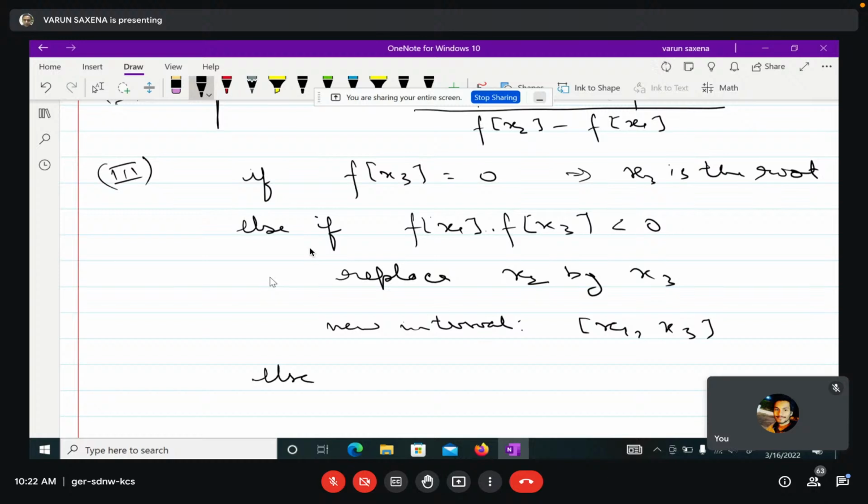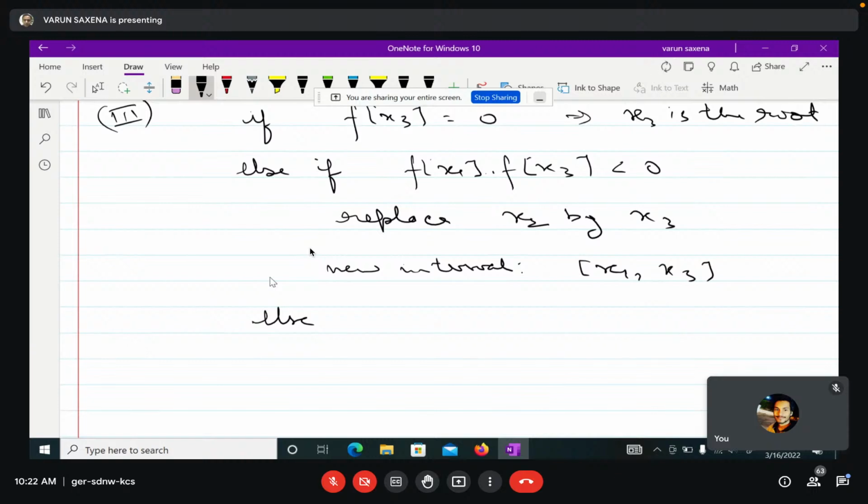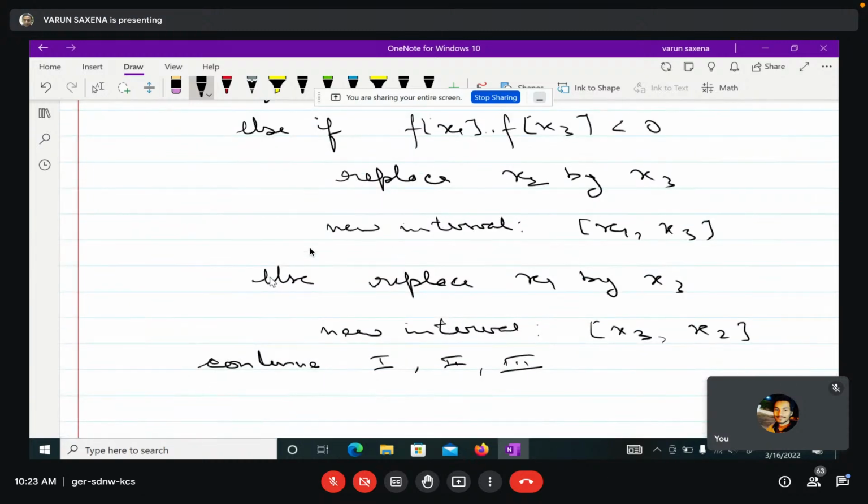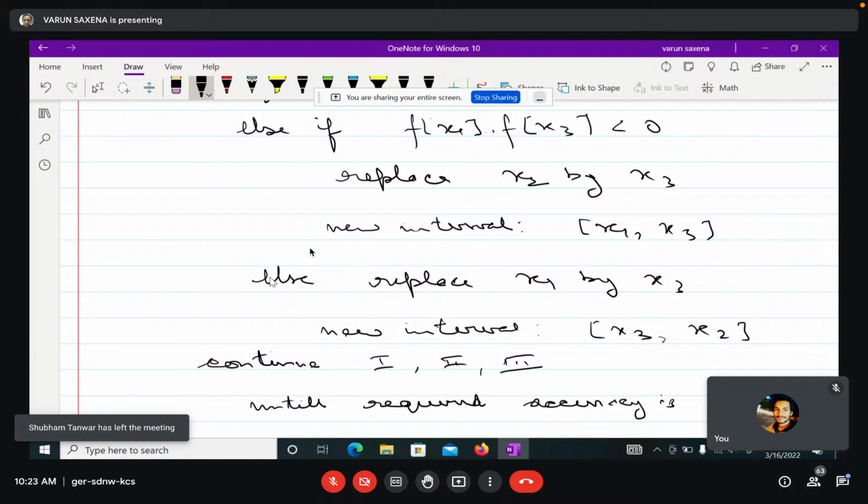Else, if x1 into fx3 is not less than 0, then obviously replace x1 by x3, and then your new interval becomes x3 comma x2, and then you continue steps 1, 2, 3 till your required accuracy is obtained.